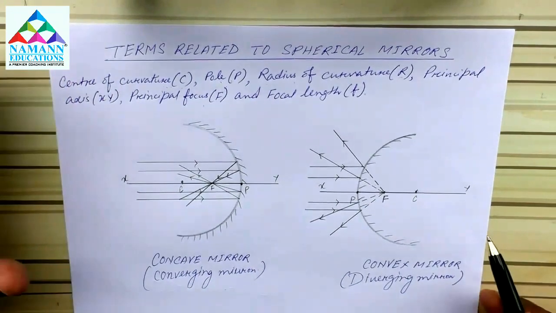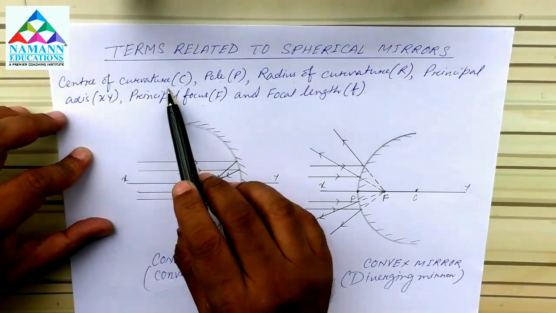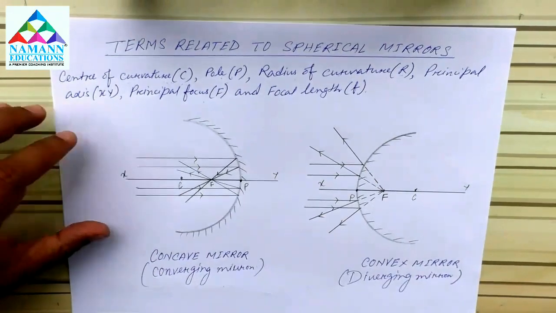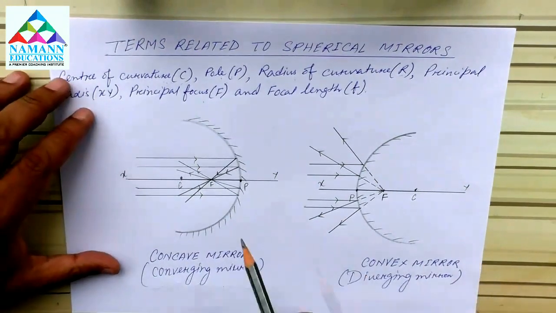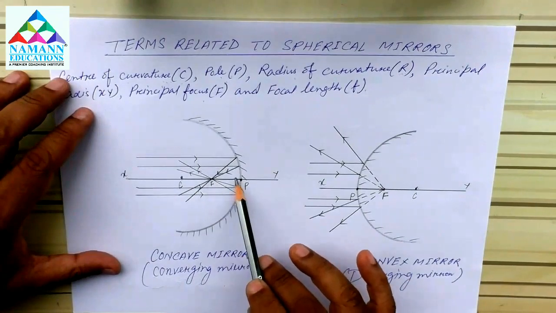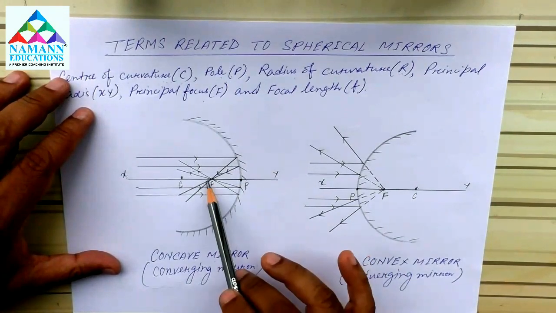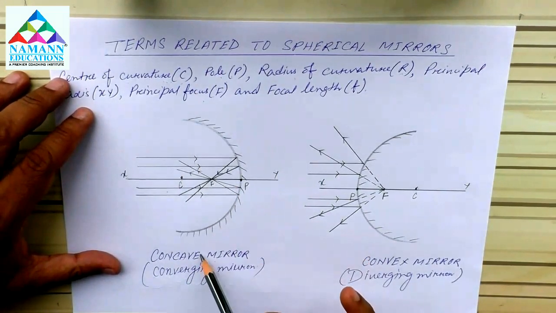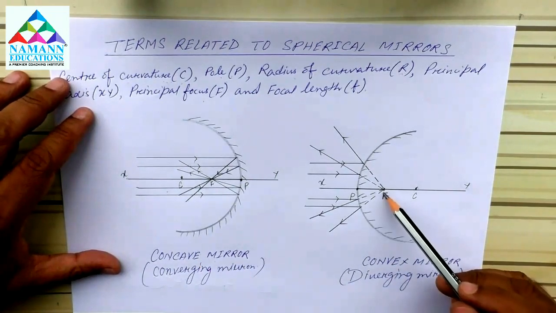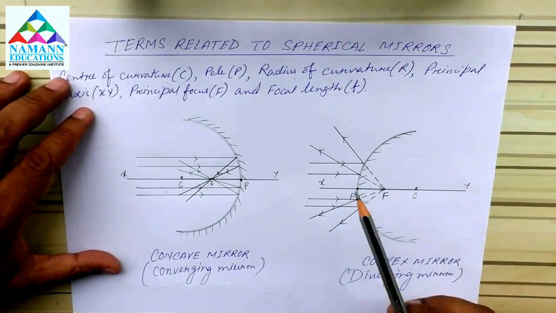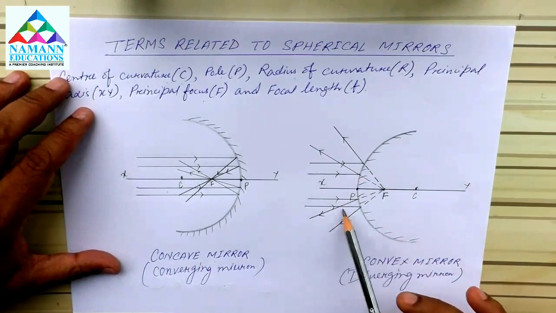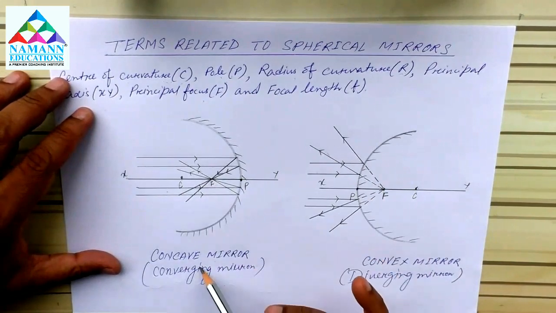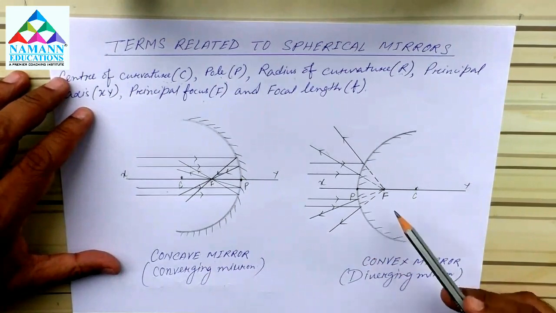So we discussed the terms like first one, center of curvature, pole, radius of curvature, principal axis, principal focus. Now if I ask you what is the definition of principal focus? Principal focus is a point on the principal axis of a concave mirror at which the light rays incident parallel to the principal axis converge after reflection, and the principal focus of a convex mirror is a point on the principal axis from which the light rays incident parallel to the principal axis appear to diverge. And the principal focus of a concave mirror is real, the principal focus of a convex mirror is virtual.